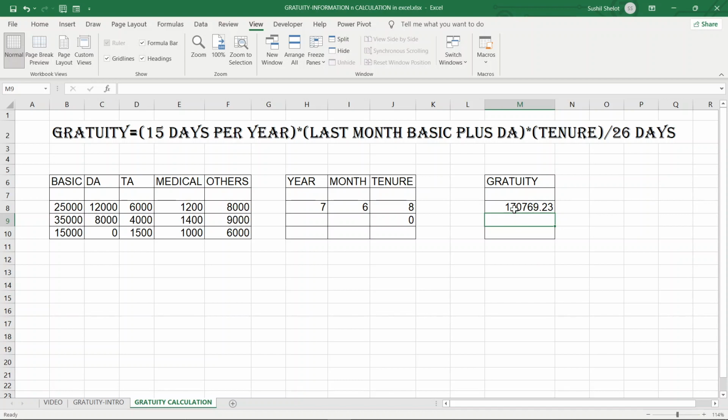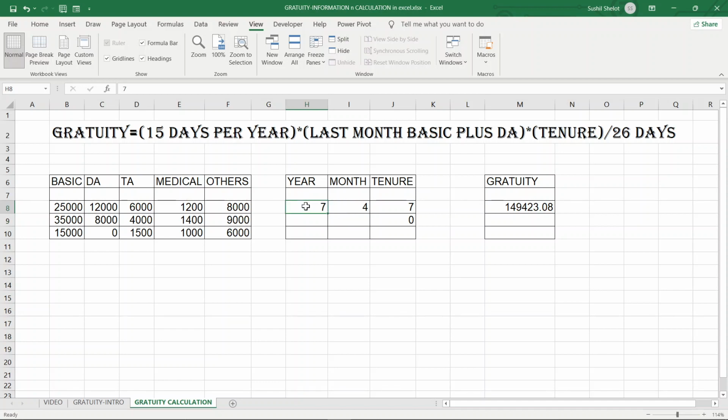There is the value. So this person will be entitled to 1,70,769 rupees and 23 paise at the end of his tenure of 7 years and 6 months. That is, the tenure will be considered as 8 years for the calculation of this gratuity. If this person has only served for 7 years and 4 months, then the tenure turns out to be 7 and the gratuity value accordingly will become 1,49,423 rupees and 8 paise.